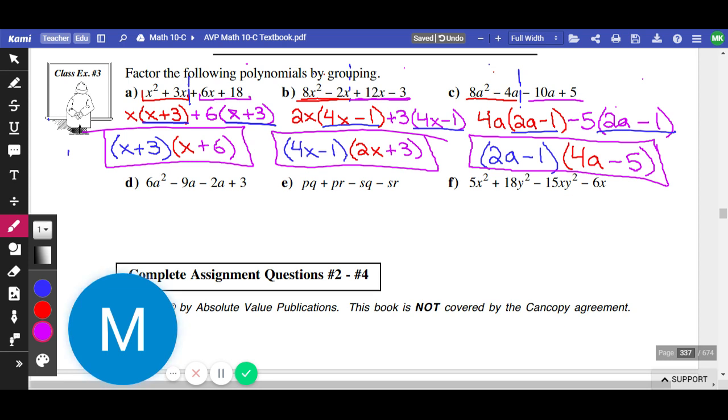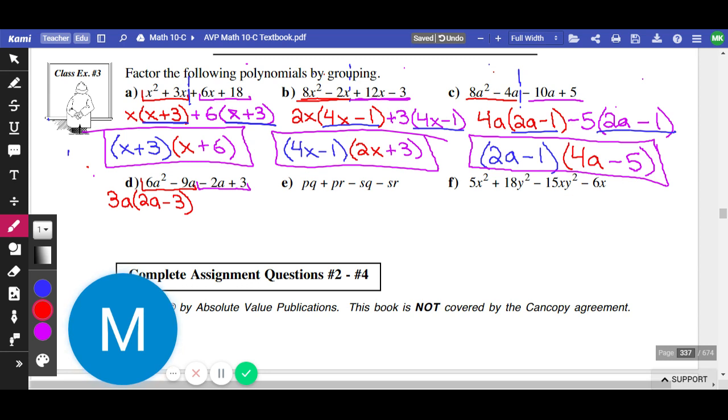Letter D. We're going to have the exact same issue we had in the last one. So we cut this thing in half. It creates my red side, creates my purple side. On the red side, I factor out a 3a. It leaves me with 2a minus 3.